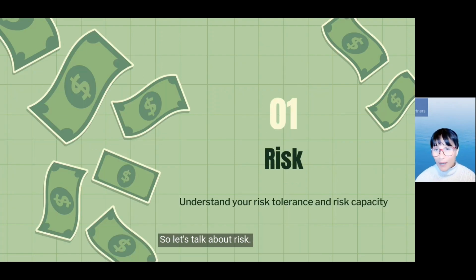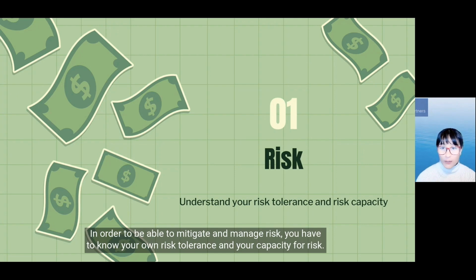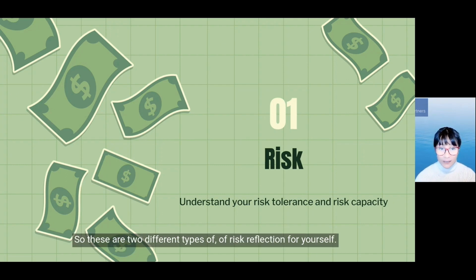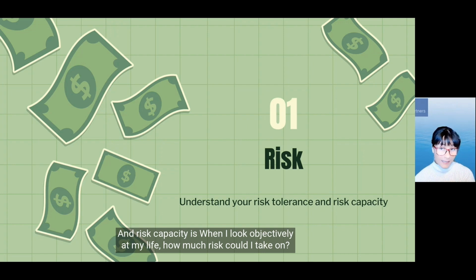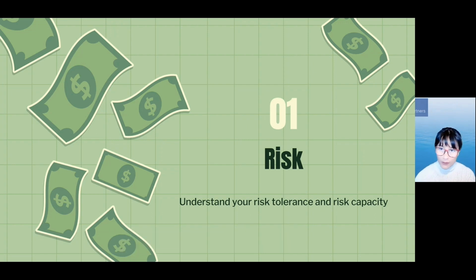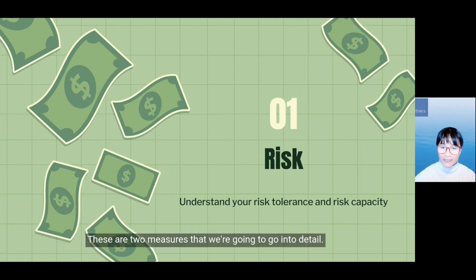So let's talk about risk. In order to be able to mitigate and manage risk, you have to know your own risk tolerance and your capacity for risk. So these are two different types of risk reflection for yourself. Risk tolerance is how much risk can I handle? What level of risk can I have and still sleep at night? And risk capacity is when I look objectively at my life, how much risk could I take on? So these are two measures that we're going to go into detail.